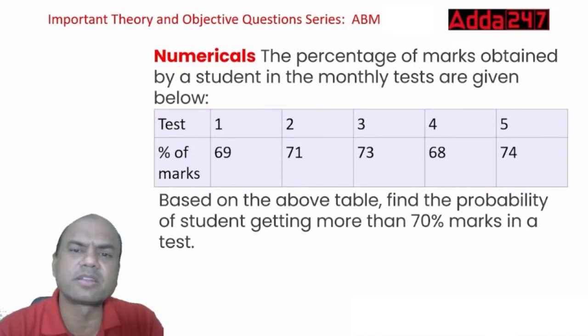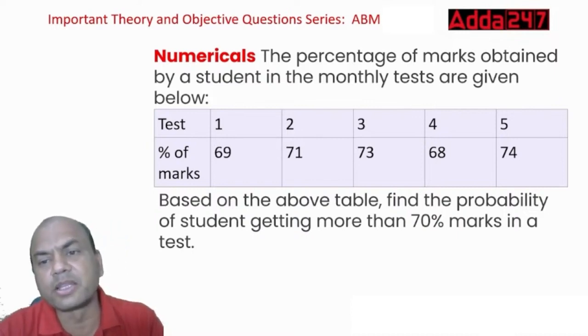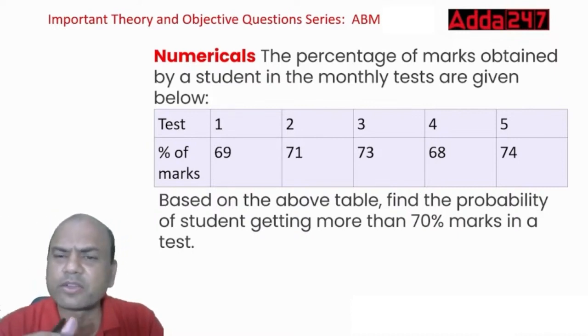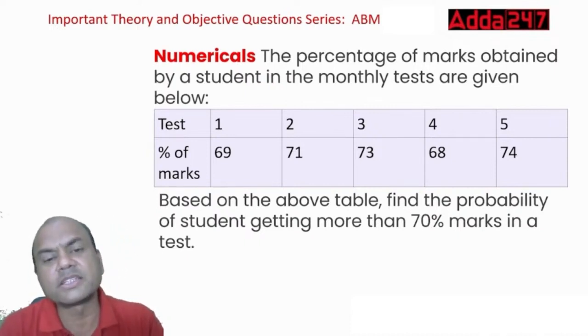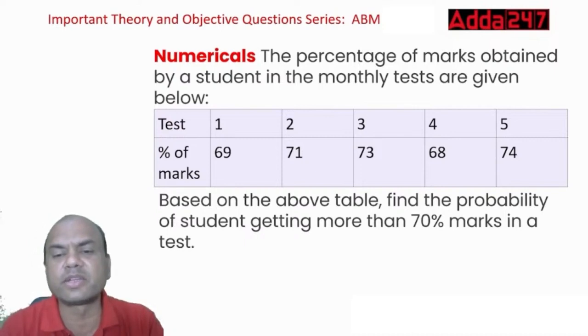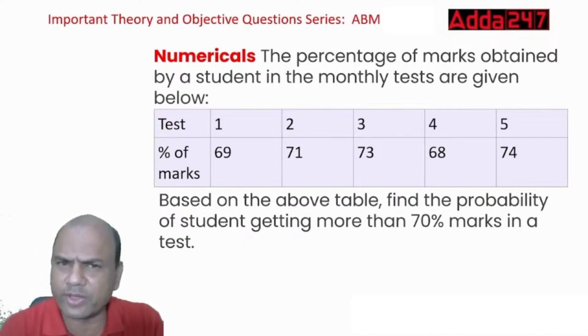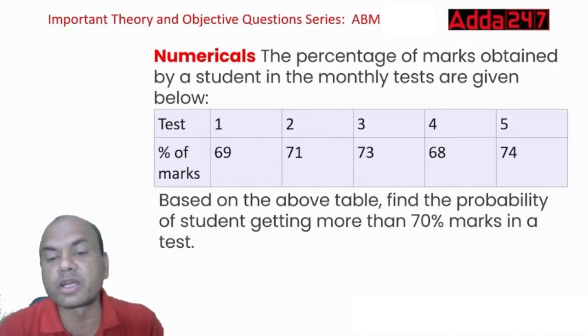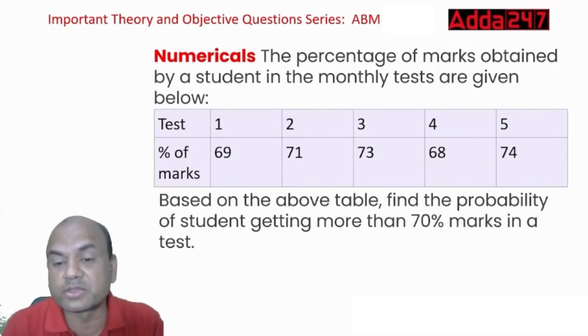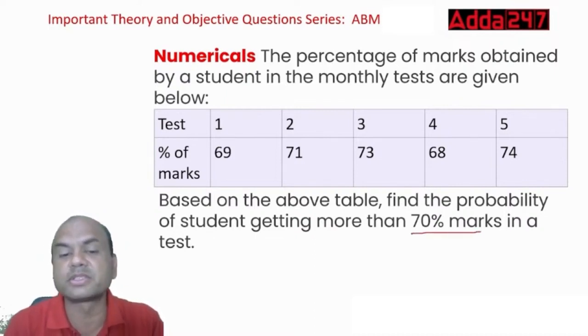See this. What is the question? The percentage of marks obtained by a student in a monthly test is given below. So these are the 5 tests given: 1, 2, 3, 4, 5. And these are the percentages: 69, 71, 73, 68, 74. 5 tests, 5 marks. Based on the above table, find the probability of a student getting more than 70% marks in a test.